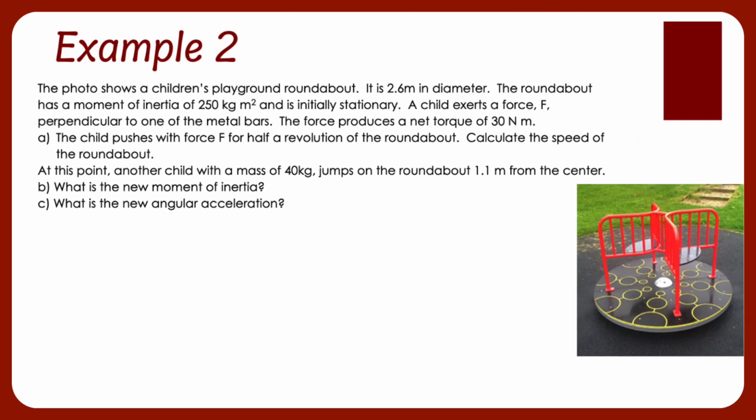Here's example 2. We've got this little toy that we'd have in a playground. Some people call it a roundabout. And I'm going to say that this one is 2.6 meters in diameter. And I can't calculate for all these points, so somebody has already done it for me. It's 250 kilogram meter squared. And this is going to be initially at rest. Now, if I apply a force here on the bar, and that produces a torque of 30 newton meters, let's do some calculations. In part A, we say the child pushes with the force for half of a revolution.